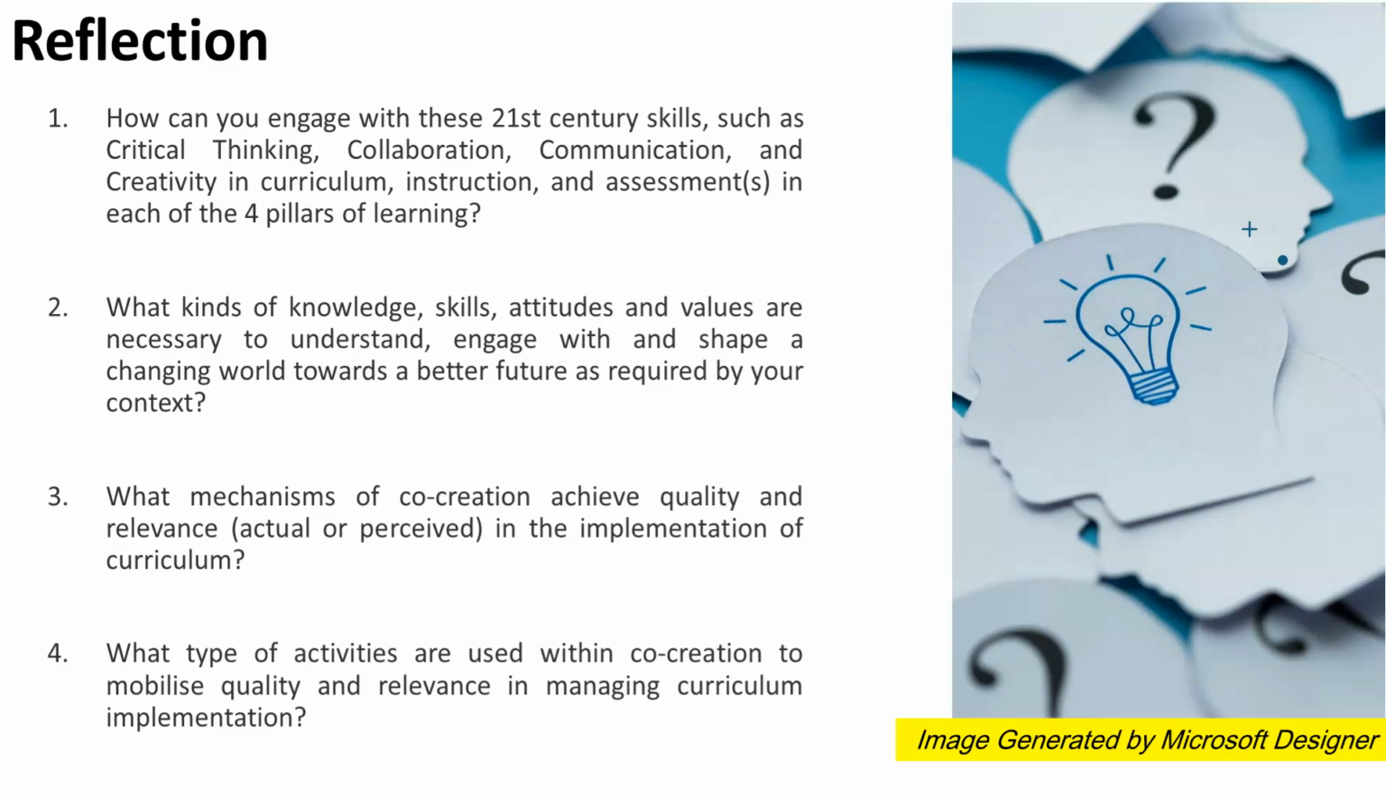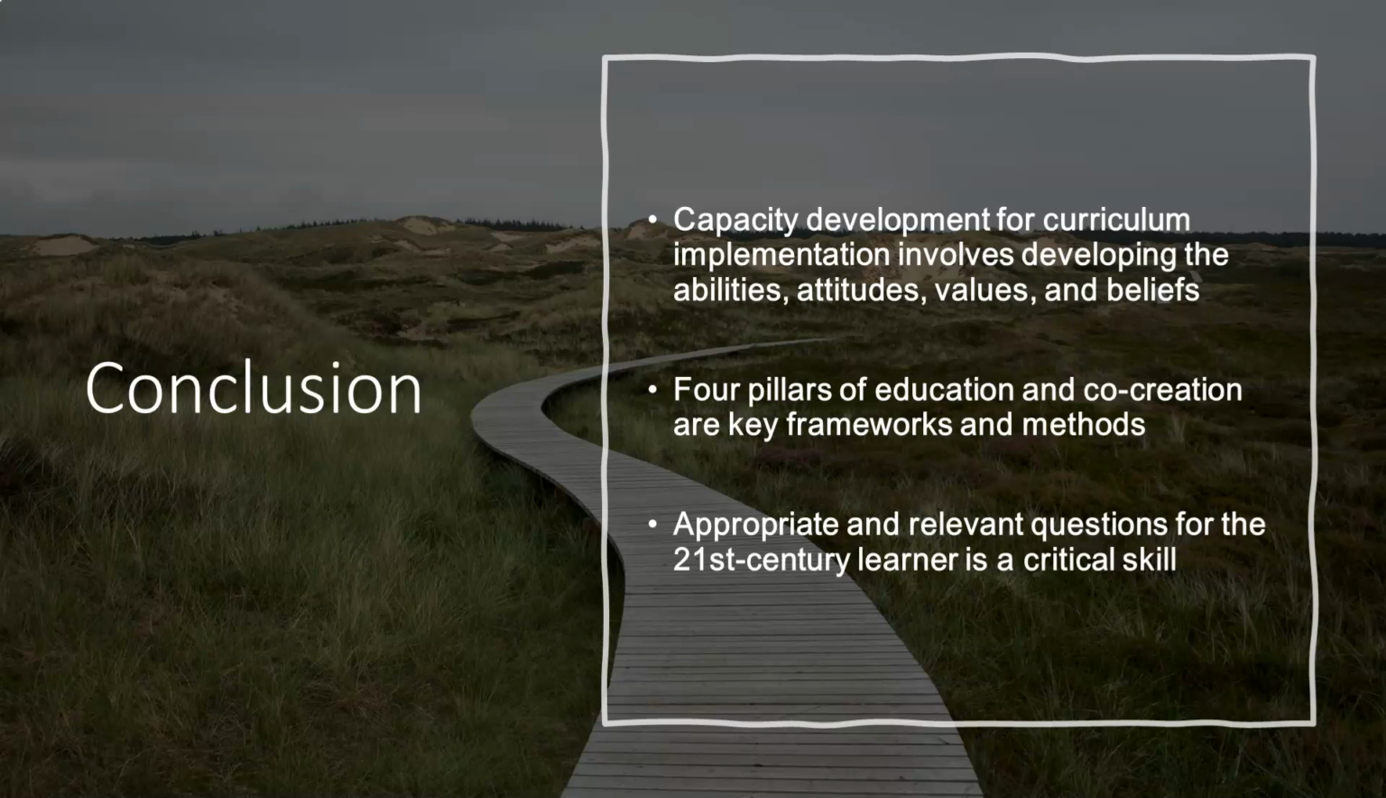4. What type of activities are used within co-creation to mobilize quality and relevance in managing curriculum implementation? Reflect in writing on these 4 questions using the Gibbs Reflective Cycle Guide, which will be shared with you in this module. Compile your reflection in the e-journal available within the e-learning platform in use in this self-paced online course. Share your reflections with your colleagues at work, and also share them on the Community of Practice platform, which will be shared with you.